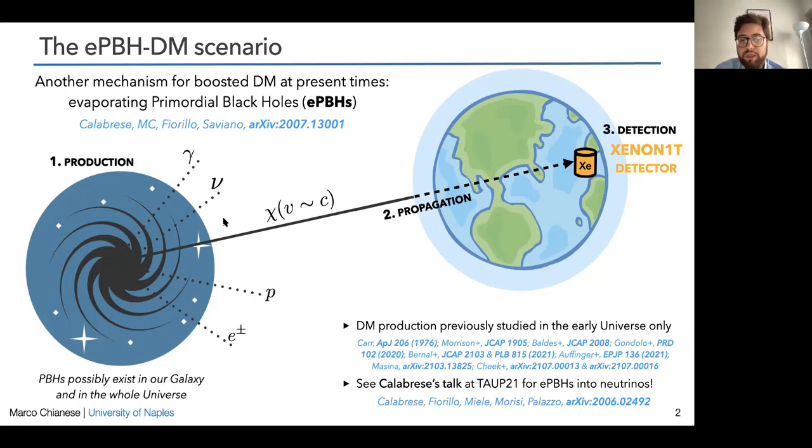So let me also highlight or suggest to look at the talk by Roberta Calabrese at the TAUP conference that will discuss the production of active neutrinos from the evaporation of primordial black hole. In this talk, I'm going to discuss the production of boosted light dark matter from the evaporation of primordial black hole, then the propagation of these dark matter particles to the atmosphere and the Earth, and then the detection in a direct detection experiment, such as a xenon 1-ton detector.